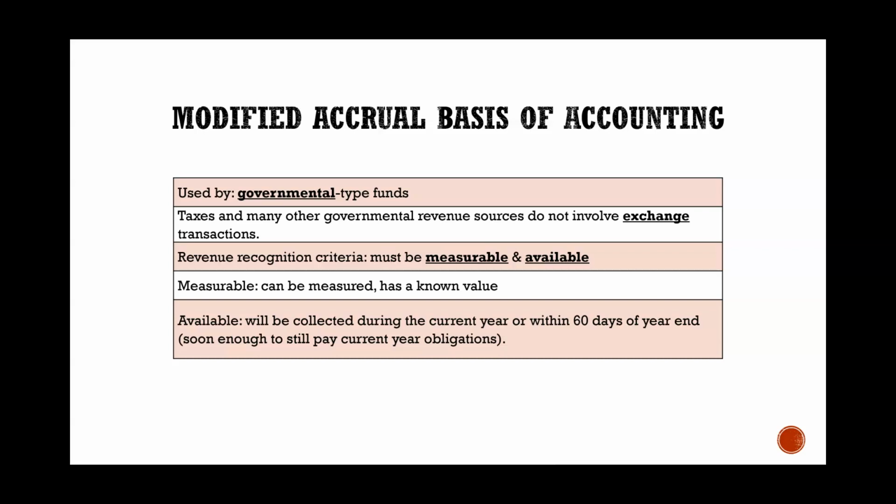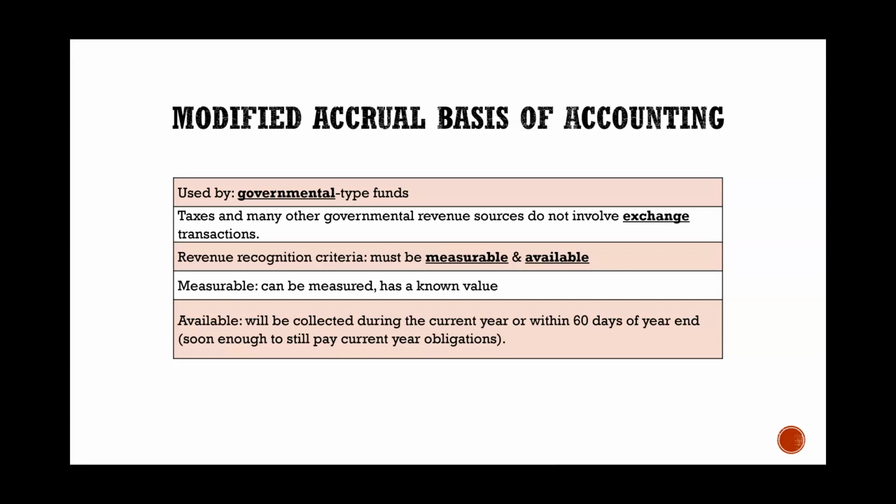Within the governmental type funds, you'll remember that typically the revenues are going to be taxes or other types of sources of revenue, like parking at the airport, or parking downtown, or a tax imposed on goods that you purchase downtown. Those don't actually involve any exchange. They're simply a non-exchange transaction. So the revenue recognition criteria for a modified accrual basis of accounting is that the revenue must be measurable and it must be available.